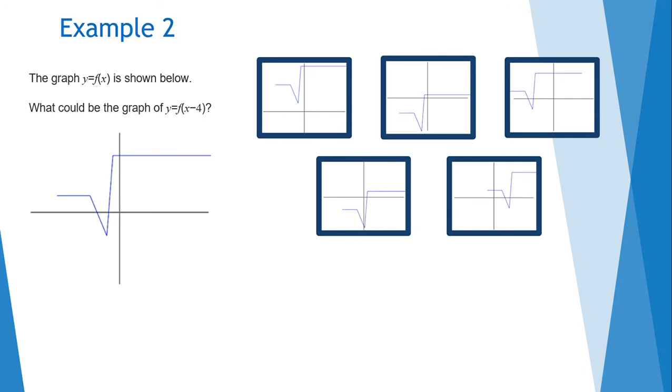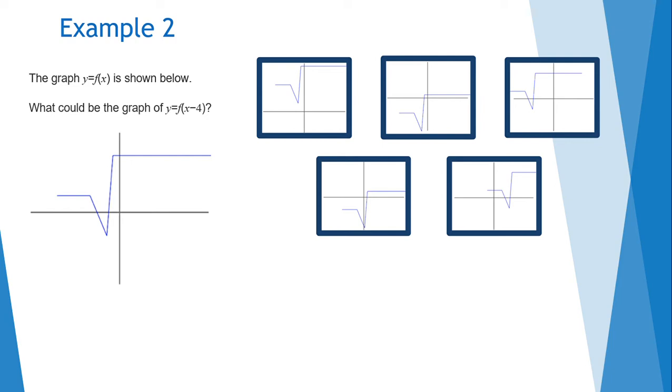Okay, the graph y equals f of x is shown below. What could be the graph of y equals f of x minus 4? So for this graph, we have a simple function translation problem. When we're subtracting 4, that means we're actually moving to the right, because subtracting means moving to the right and adding means moving to the left.